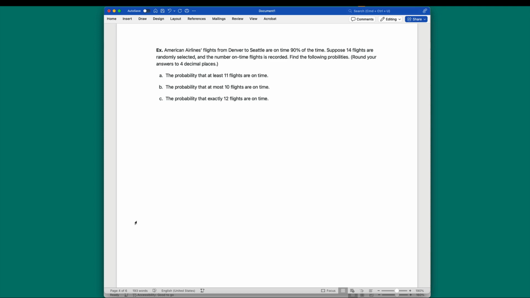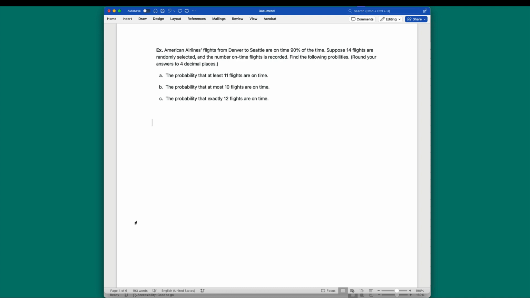American Airlines flights from Denver to Seattle are on time 90% of the time. Suppose 14 flights are randomly selected and the number of on-time flights is recorded. Find the following probabilities. Round your answers to 4 decimal places.